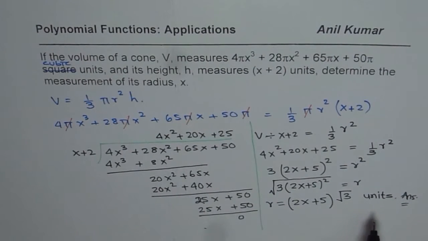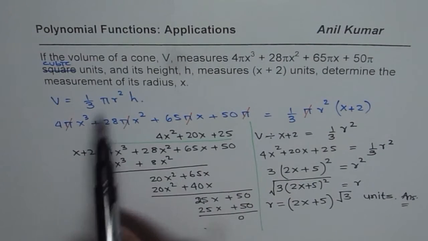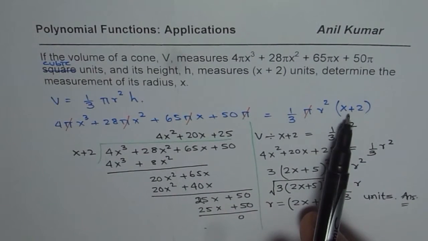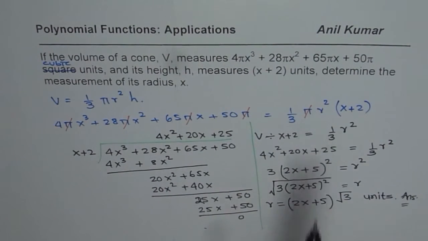So the strategy here is first write down the formula for volume, 1 by 3 pi r square h. Since you are given the volume, simplify your expression and divide by the height given, so that you get an expression for 1 by 3 r square. Remember, don't forget about 1 by 3. And then rearrange your equation to find the radius as we did.